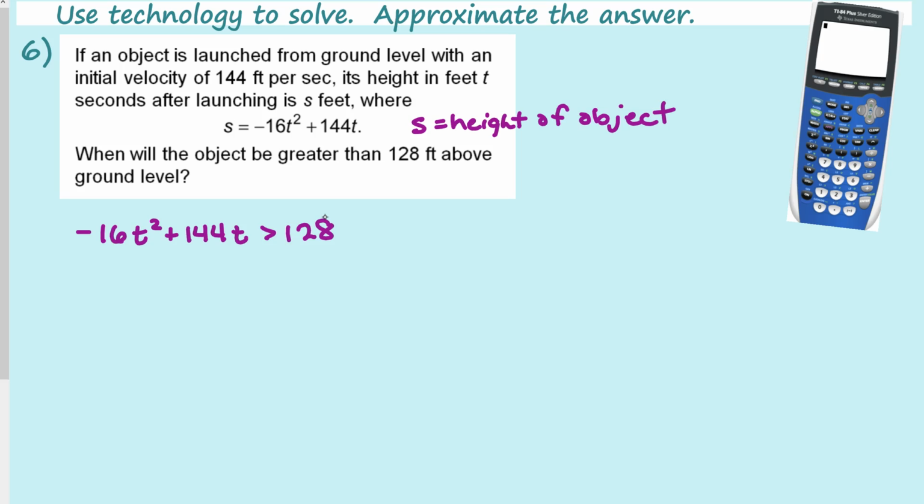So there's our inequality. So here's how we can use a graphing calculator to do this. We can put our left side of the inequality into y1 and graph it. We can put the right side of the inequality into y2 and graph it. That's going to be a horizontal line.